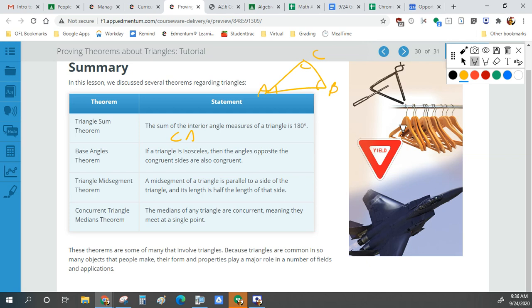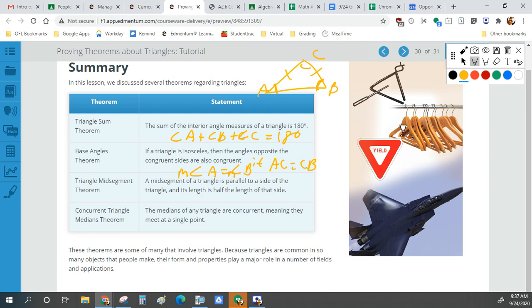This one says that angle A plus angle B plus angle C equals 180. The next one says that basically if AC is equal to CB, then angle A equals angle B. And like I said, in geometry, they want you to use this measurement. So they're just saying that if this is equal, then these two are equal.